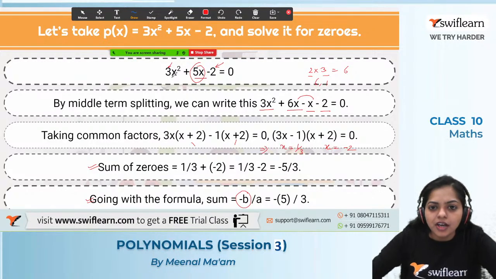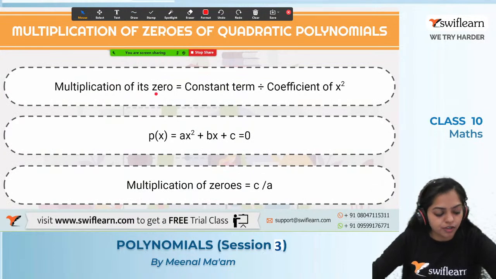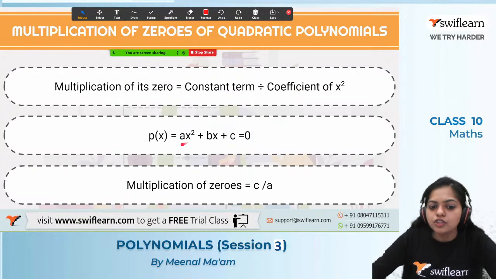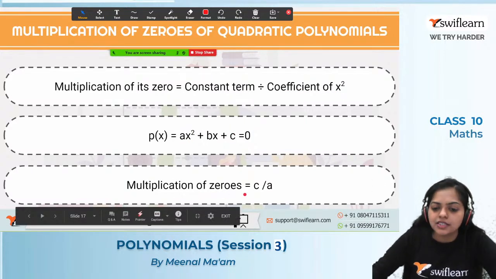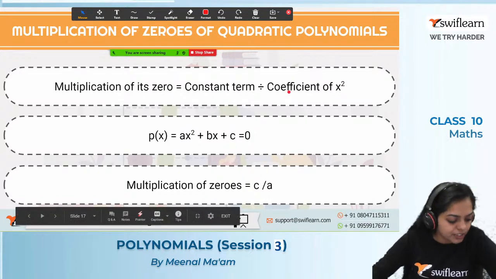Okay, got it? Alright, so if you got this, let's move on to the next. And the next one is the multiplication of zeros. So the multiplication of zeros will be what? Constant term divided by coefficient of x square. Let's take the general equation, ax square plus bx plus c equals 0. Now what is the constant term here? c is the constant term. And what is the coefficient of x square? It is a. So the multiplication of zeros will be equal to c by a, or we can say constant term divided by coefficient of x square.